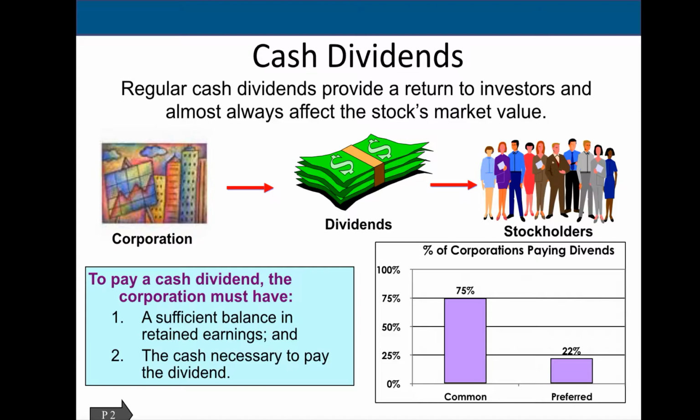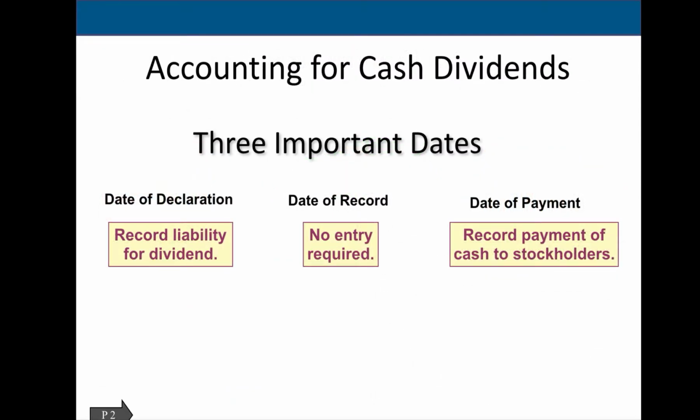So in order for a corporation to decide to pay dividends, they have to have those two things: sufficient balance in retained earnings, and also obviously the cash in their bank account to pay them. When we talk about dividends, there's three important dates: date of declaration, date of record, date of payment. Two of those require journal entries.